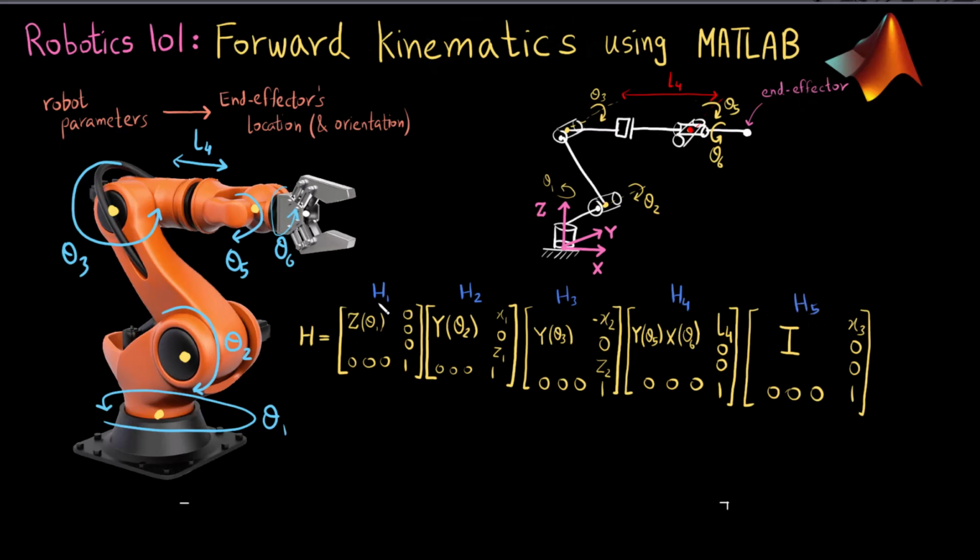So if I multiply H1, H2, H3, H4, H5, what I get is the location of the end effector and its orientation in the fixed frame. So I get the location and orientation of this point right here, which is the end effector, in the fixed frame. And what is my fixed frame? My fixed frame is the one which is fixed at the base, which is this: x going up, z going into the plane, and y.